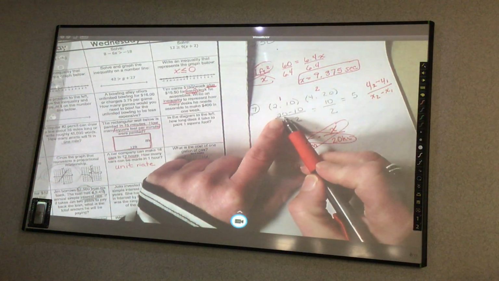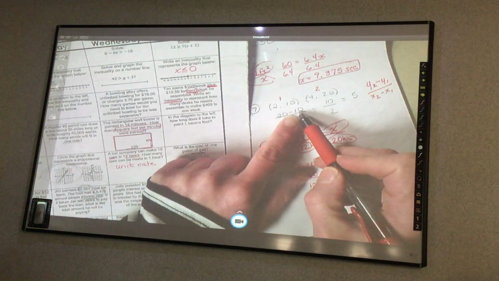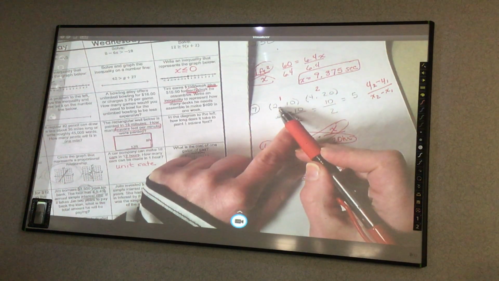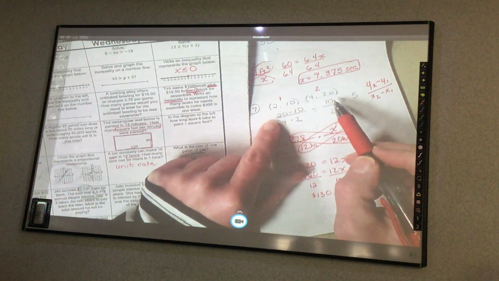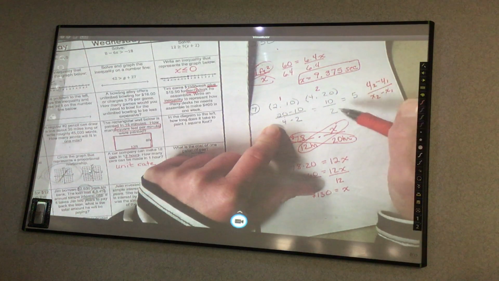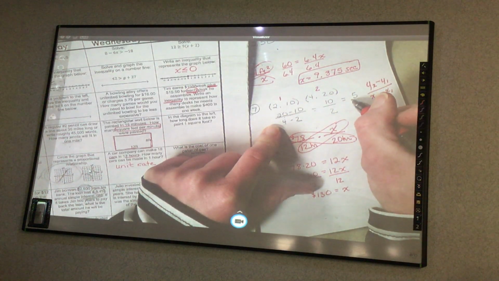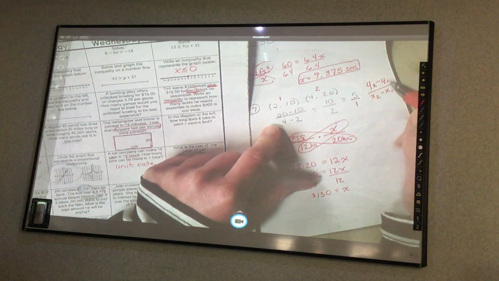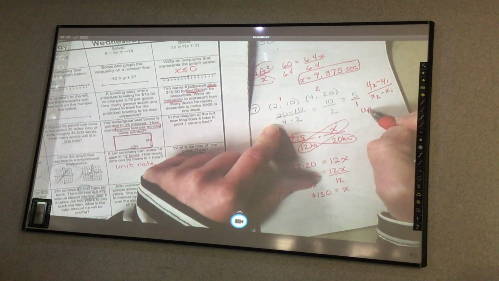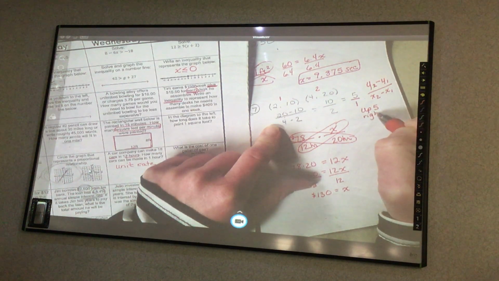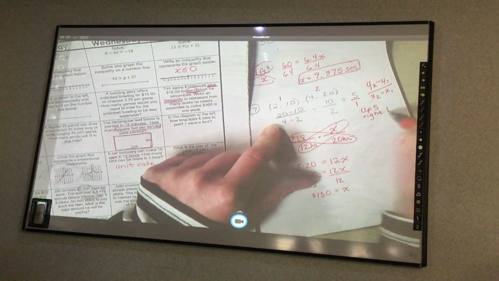So then I put it in the formula. Y2 is 20, minus y1 is 10. X2 is 4, minus x1 is 2. 20 minus 10 is 10, 4 minus 2 is 2. Then I have 10 divided by 2, which is 5, or I can just say it's 5 over 1. So that means it goes up 5, right 1.